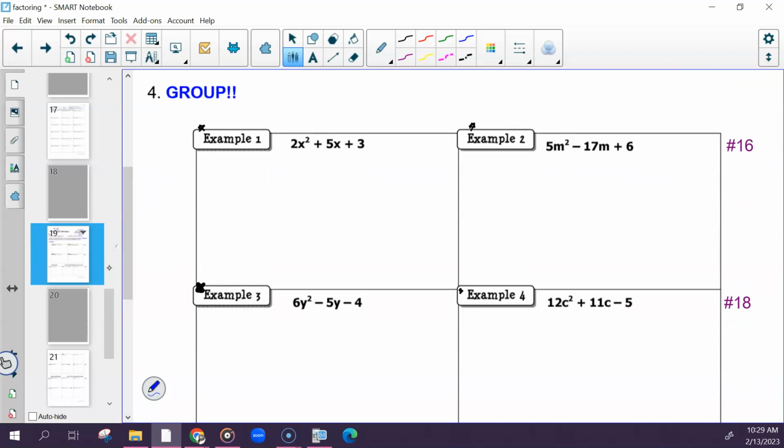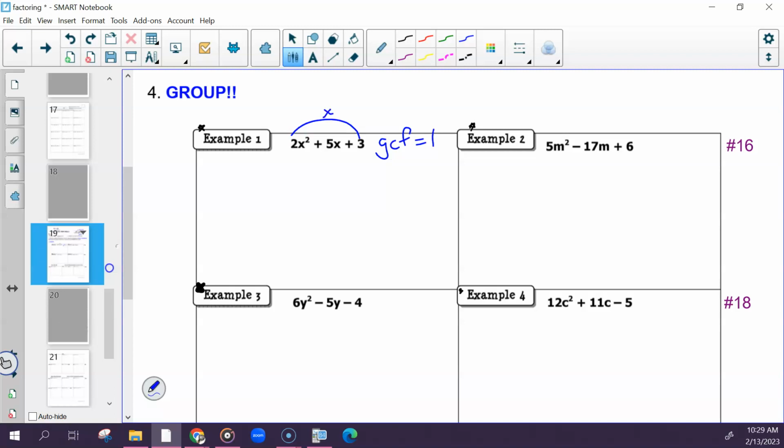So first, let's look for a GCF. Do they have something in common? No, other than 1. But we're still going to write that off to the side so we get in the mindset of checking first. The 1 wouldn't change anything, so we're not going to do anything with that. Then we're looking for 2 numbers that multiply 2 and 3 together first.